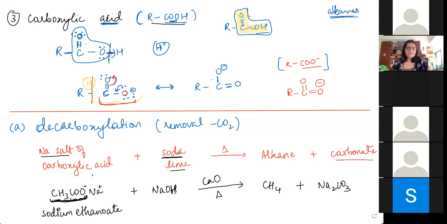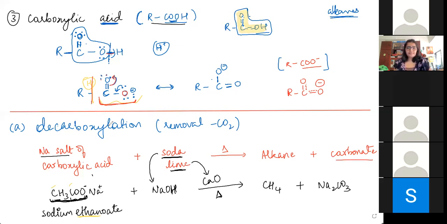Now, soda lime is basically a mixture of soda, a sodium compound, in this case sodium hydroxide, like soda ash, the base with sodium. Lime refers to calcium oxide. So it's a mixture of sodium hydroxide and calcium oxide. Heat them all together and you end up getting an alkane and a carbonate. The main thing to note in this reaction is that if you take sodium ethanoate, a 2-carbon acid, you always get the alkane with one less carbon atom.